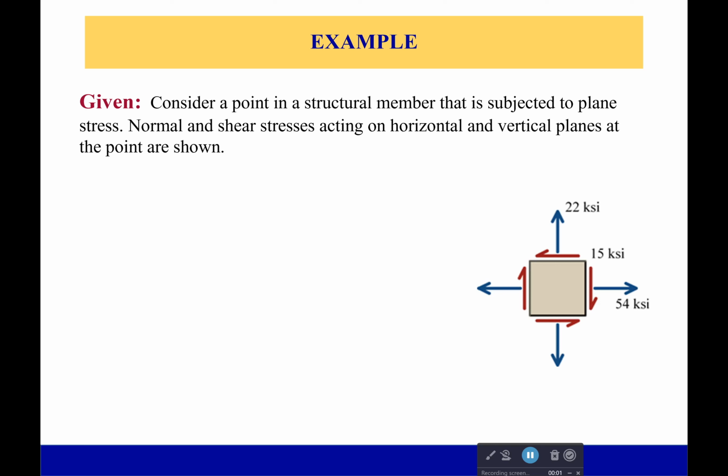Hello everyone, welcome back. Okay, so now we're going to start working with those stress elements, working with those strain elements, and seeing if we can actually solve some problems.